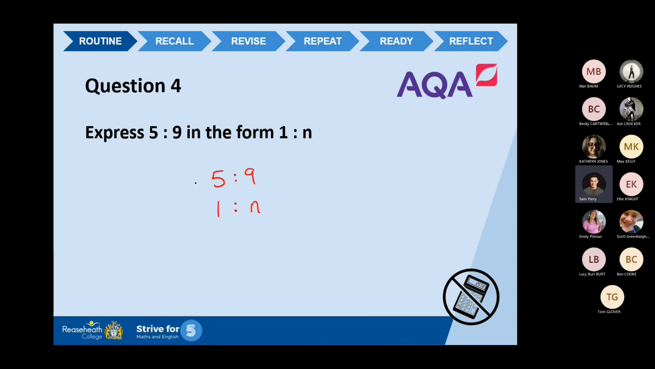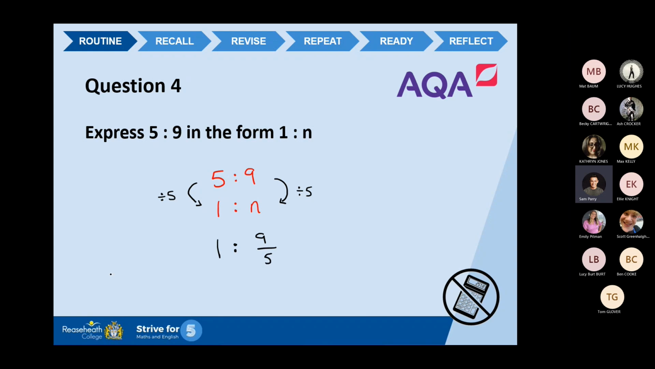Now use the side with the 1 on. That's crucial because that tells me what I essentially need to do. How do I get from 5 down to 1? I divide by 5, and I do the same to the other side. Whatever I do to one side, I do to the other side. So my final answer is going to look like this: 1 to n, and then 9 divided by 5. I'm going to leave it as a fraction, 9 over 5.